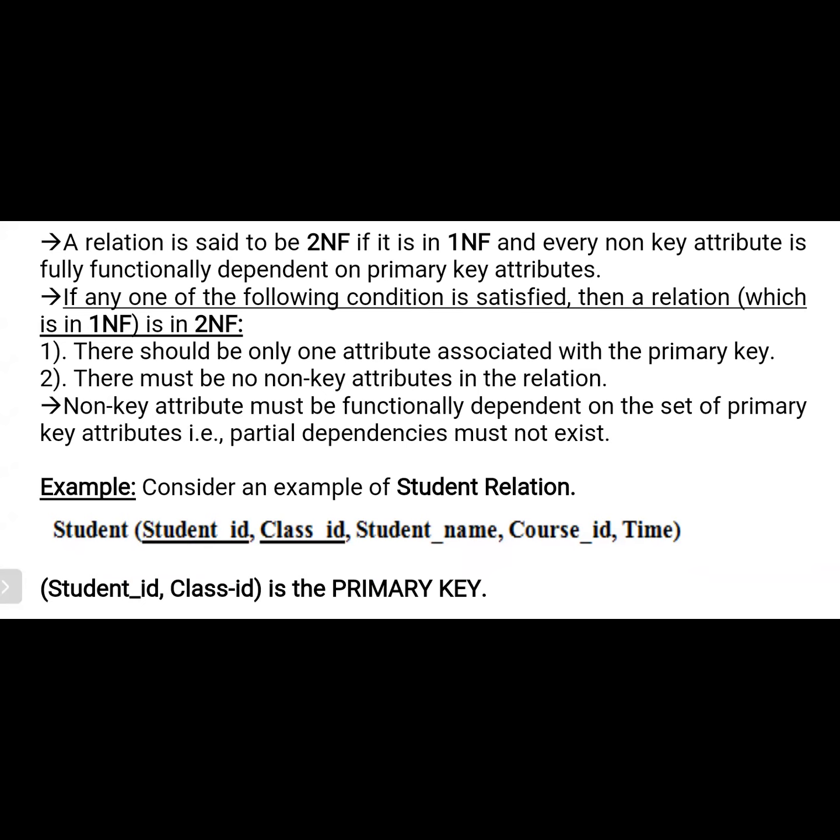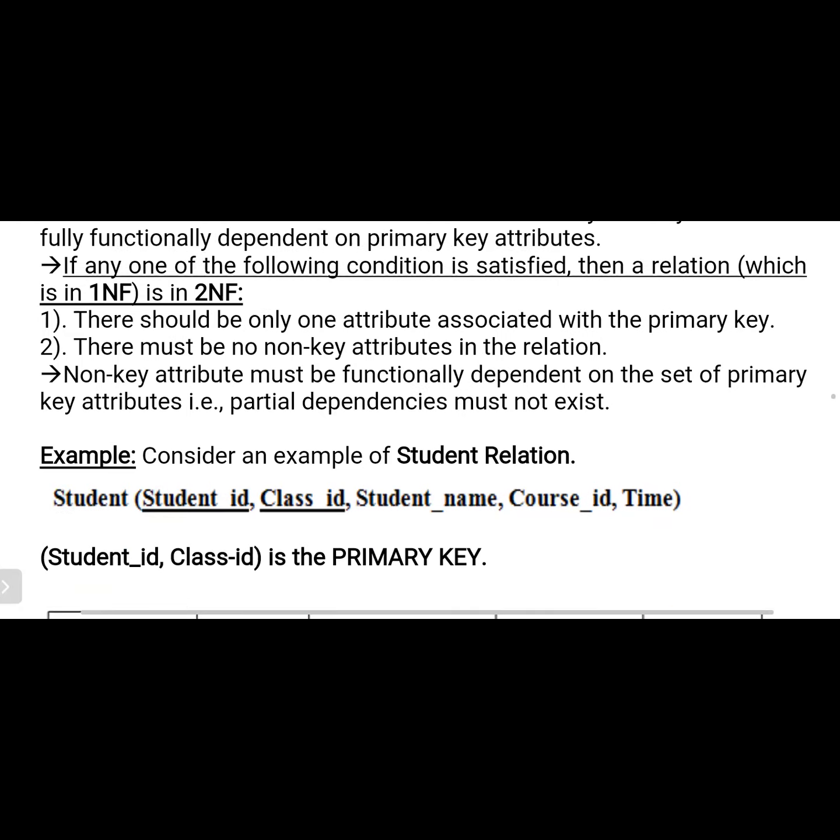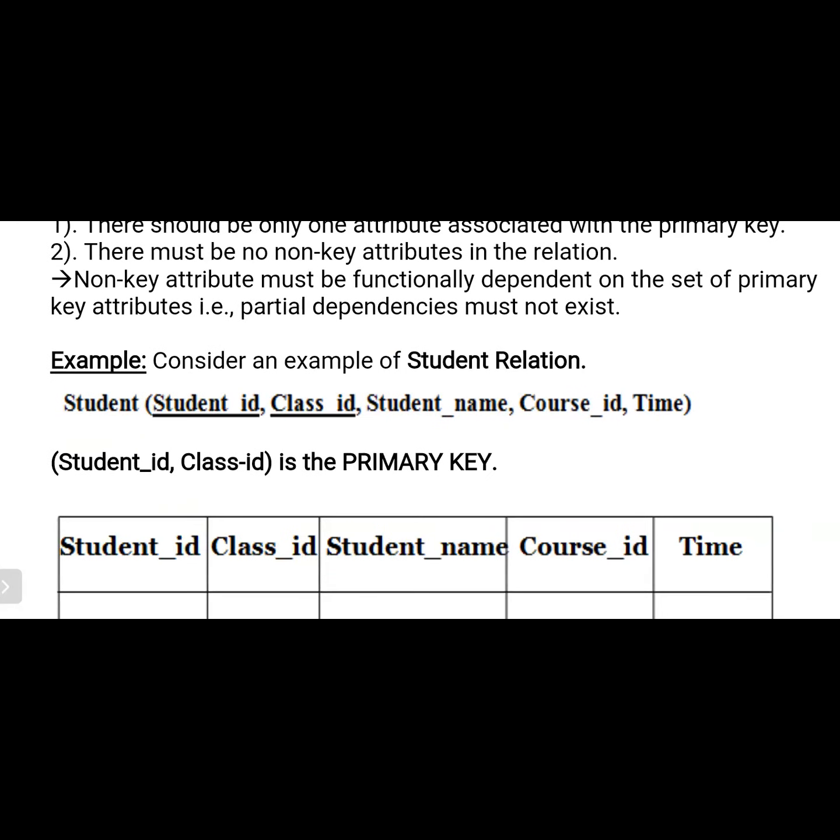So that means there should be only one attribute associated with the primary key, or there must be no non-key attributes in the relation, or every non-key attribute is fully functionally dependent on the set of primary key attributes. So partial dependencies do not exist. That means here we try to eliminate the partial dependencies.